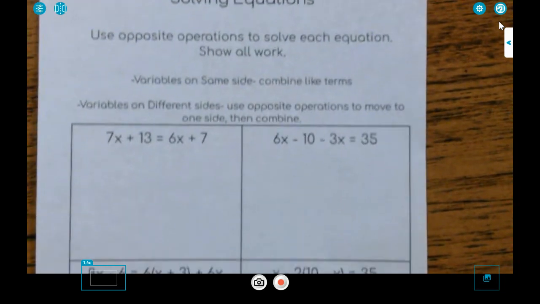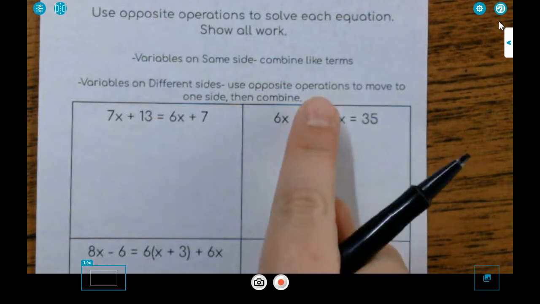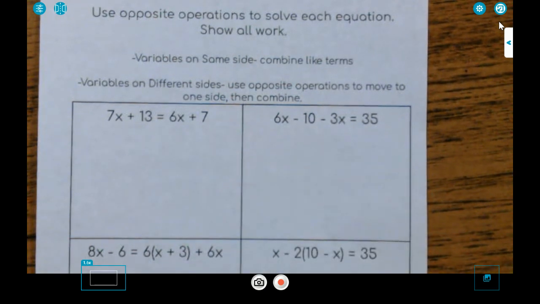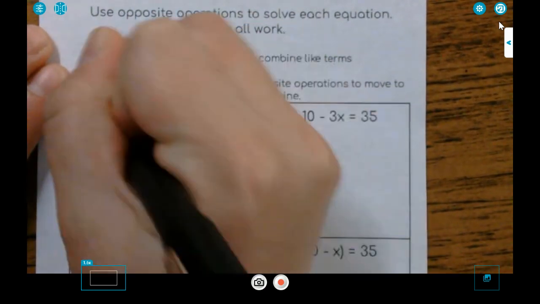I am. Okay. So, we are going to be solving equations. We're going to be solving for x. So this first one that we've got here, our x's are on opposite sides of the equation. We've got that 7x on the left, and we've got that 6x on the right. So what we're going to do is use opposite operations to move all of the variables to one side, then we can solve. I like to always move to the left so that I don't have negatives. So I'm going to subtract 6x from both sides.